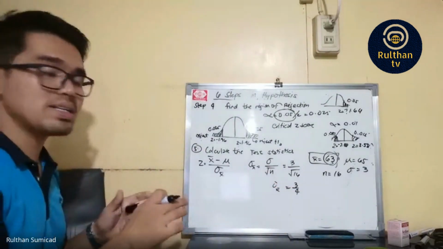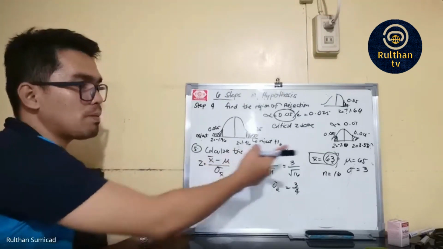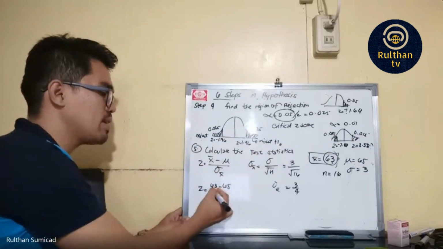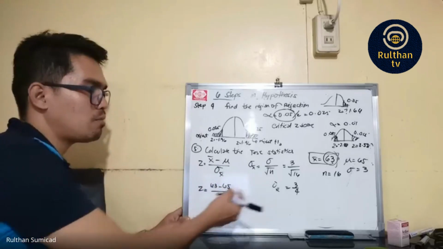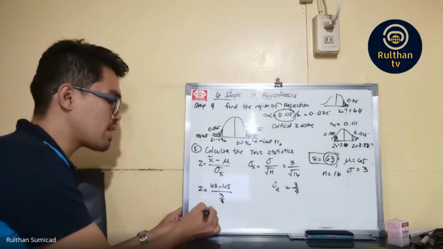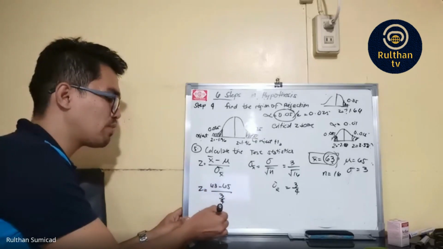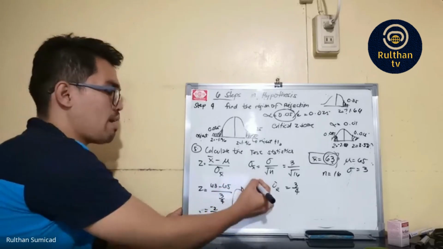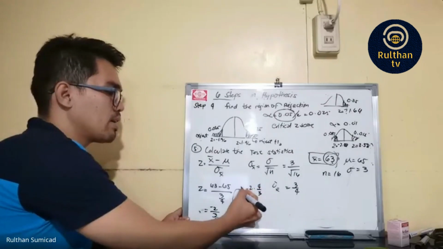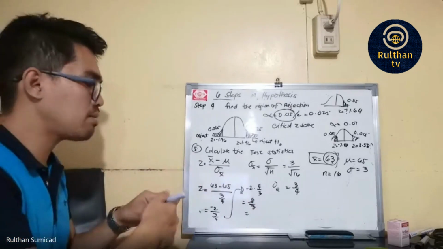Now we need to solve for our z. The z value is simply the mean of the sample group, 63, minus the mean of the population, 65 inches, divided by our standard error, which is 3 over 4. So we have z equals negative 2 over 3 over 4. So you have negative 2 times 4 over 3 equals negative 8 over 3. That's negative 8 divided by 3.